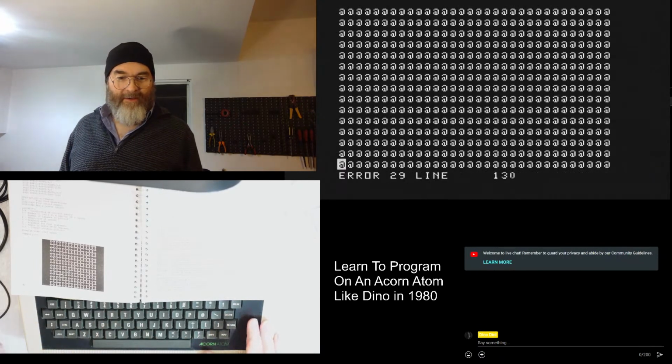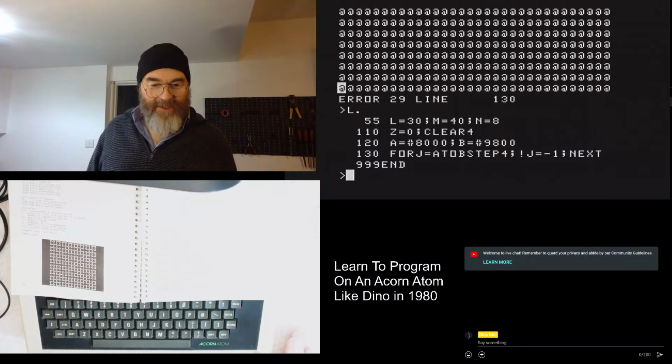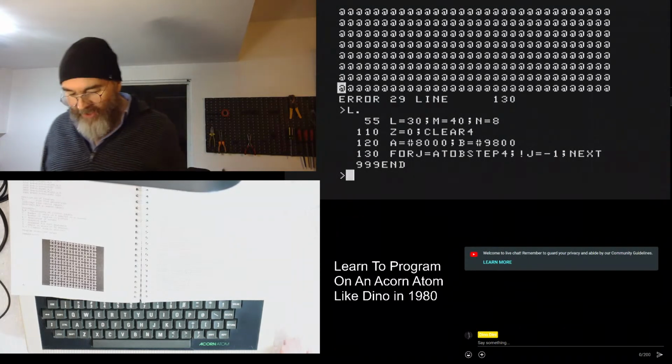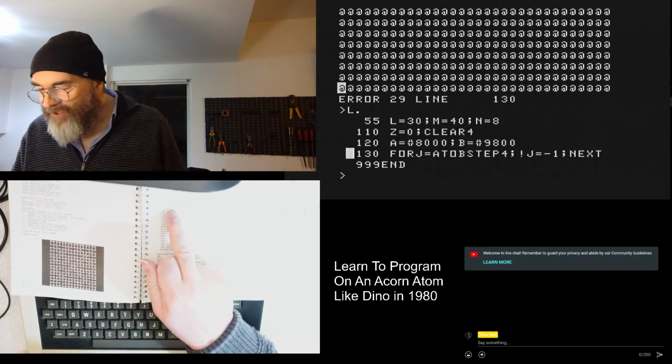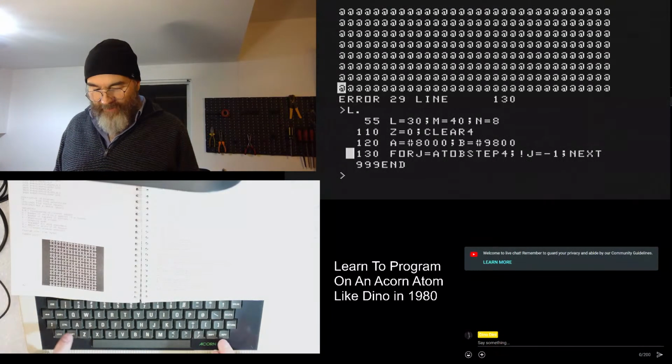Run. It still does not like line 130. And I suspect the reason it doesn't like it is that I need some spaces. Let's have a look how it was written out. For J equal the A to B step, these needed spaces.